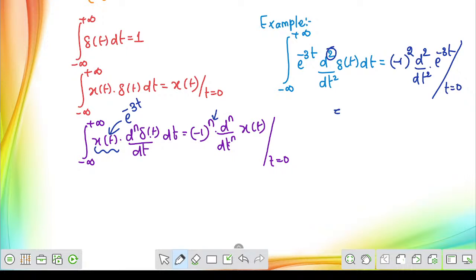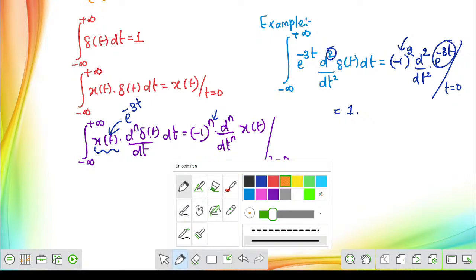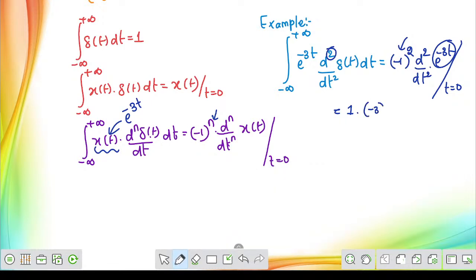What will you obtain, sir? The answer is going to be (-1)², which becomes plus 1. We will have to differentiate this e^(-3t) two times. If you are differentiating e^(-3t) two times, what will happen? First time it will give you minus 3. Second time it will give you one more minus 3. Then the resultant answer will be minus 3 times minus 3, which is 9, into e^(-3t). After completing the differentiation, t will be replaced by 0. e^0 becomes 1. So 1 into 9, your resultant answer will be 9. Understand, sir? This is one of the most important properties of the impulse function.